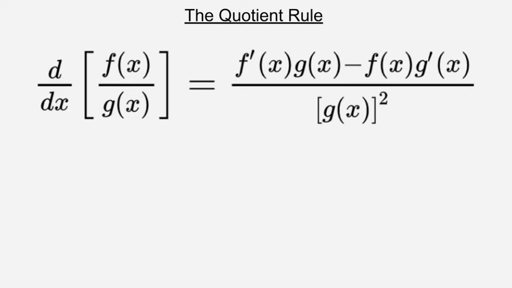Next, we're going to move on to the quotient rule, which is when I'm taking the derivative of a quotient of two functions. So if I have one function f divided by another function g, how do I take its derivative? Well, its derivative is equal to the derivative of f times g minus f times the derivative of g. So in the numerator, it sort of feels like the product rule, except you have a minus sign instead of a plus sign. And in the denominator, we have g squared.